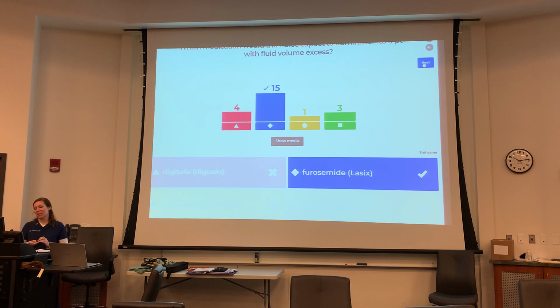Furosemide. Yes. Or Lasix. Okay, what's digoxin for? Arrhythmia. What's Zofran for? Nausea. What's sodium chloride for? Hydration.